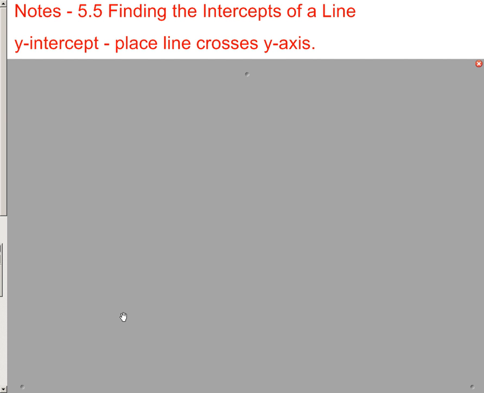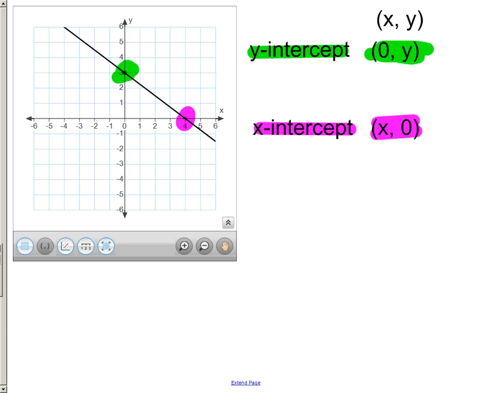Okay, so let's find the intercepts of a line. In this case, let's take a look at the y-intercept. Here's a visual for you. Here's a line that I've graphed here. I'm not even going to tell you the equation of the line. I'm just saying if we graph any line and it touches the y-axis, that is the y-intercept.